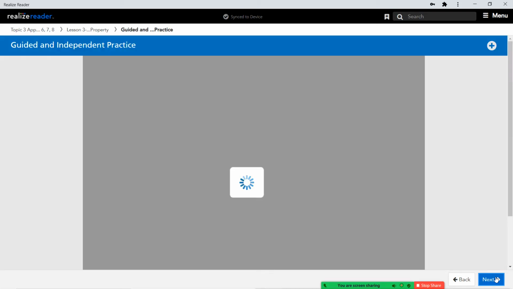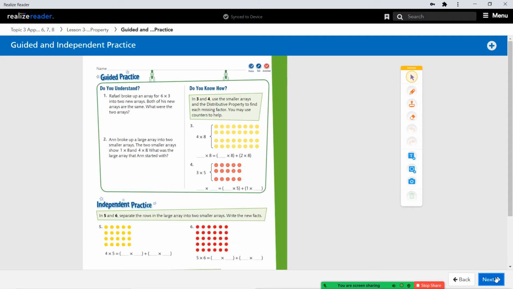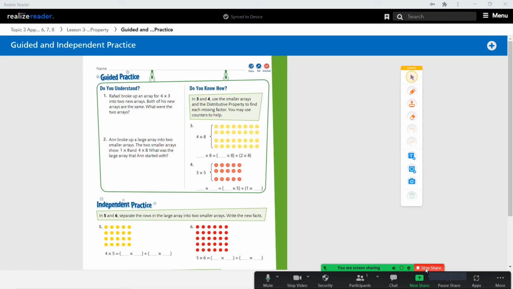Let's go ahead and take a look at our guided practice questions. For our guided practice, the first question says, Raphael broke up an array of 6 times 3 into 2 new arrays. Both of his new arrays are the same. What were the 2 new arrays? So let's take a look at our notes, and then we're going to move in and complete our guided practice.